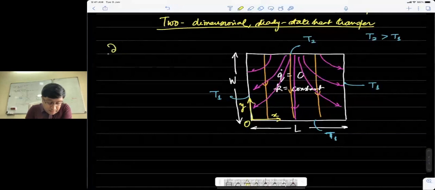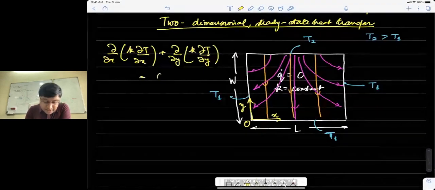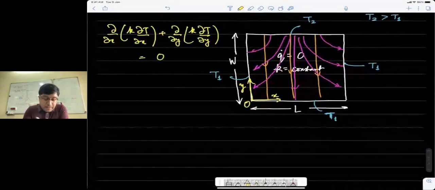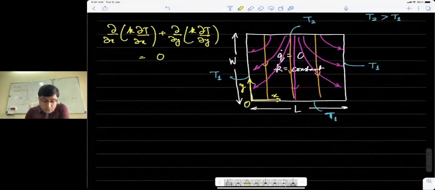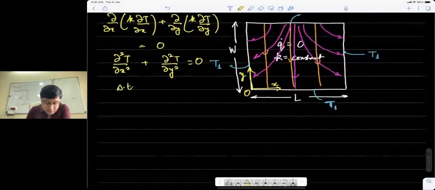So we need to solve d by dx of k dT/dx plus d by dy of k dT/dy. Heat generation is 0, so that becomes 0, and it's steady state, so the right side is also 0. So that is the equation we want to solve. Now k being a constant, it can be pulled out from the differentials, and so what you get is d²T/dx² plus d²T/dy² equal to 0, subject to the boundary conditions.